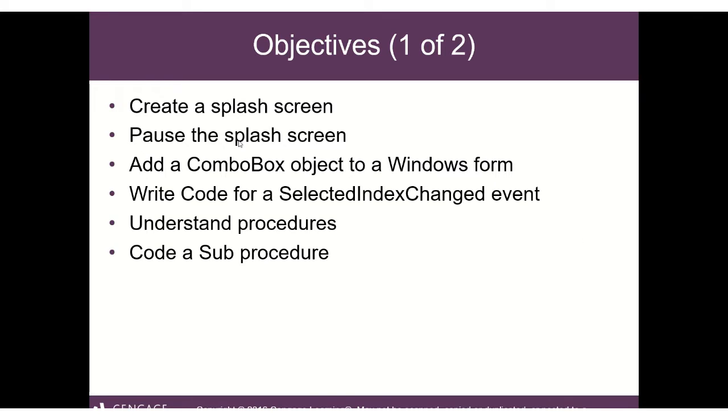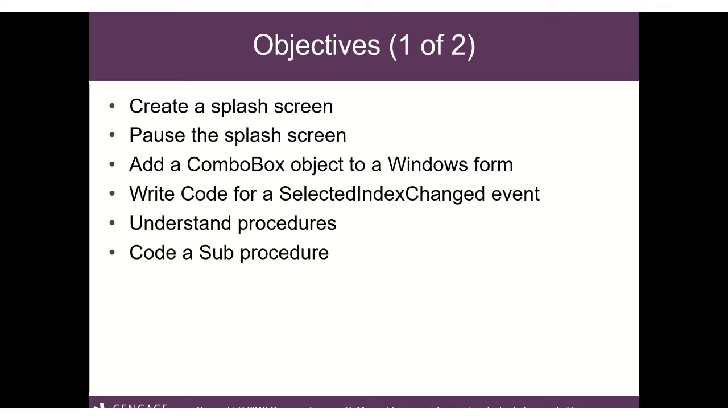Then we will see pausing the splash screen. It pops up and then it should not disappear immediately, because you need to let your users read the contents of the screen. That is the purpose. Then our objectives include adding a combo box object to a Windows form. This should be familiar to you because all these weeks we have been doing Windows forms. Then we will write code for the selected index changed event, which is also pretty straightforward.